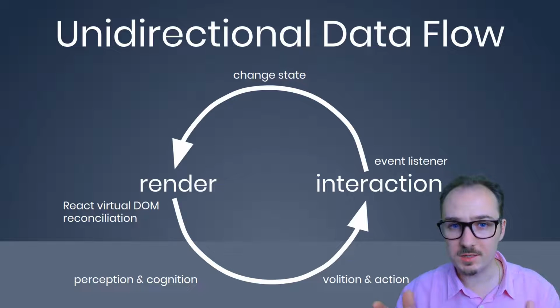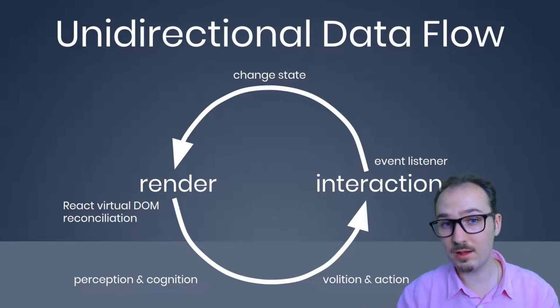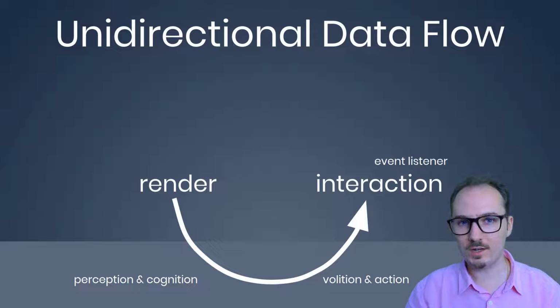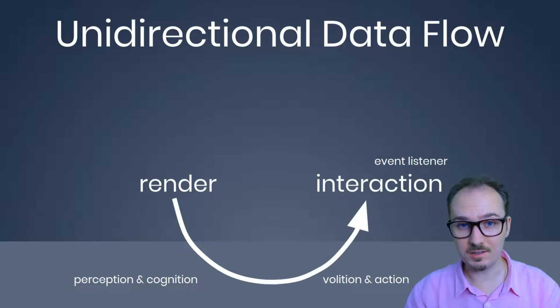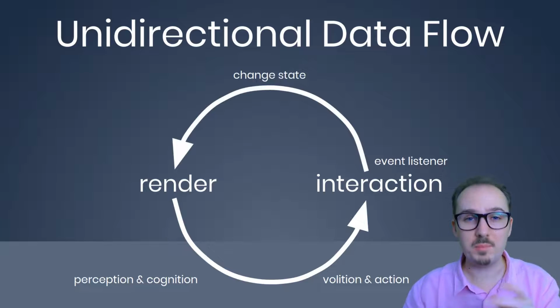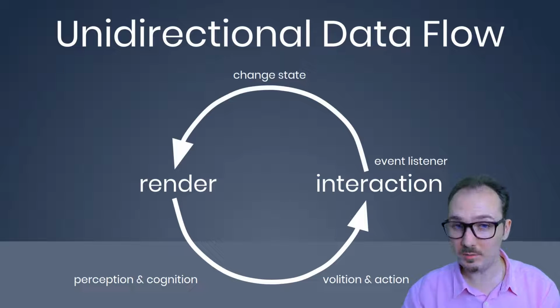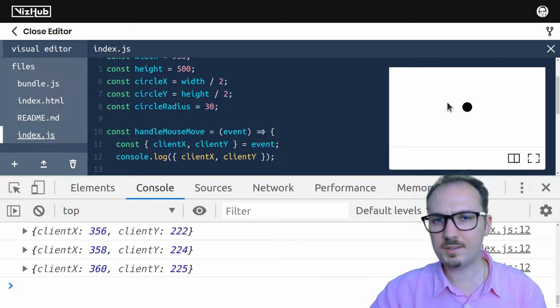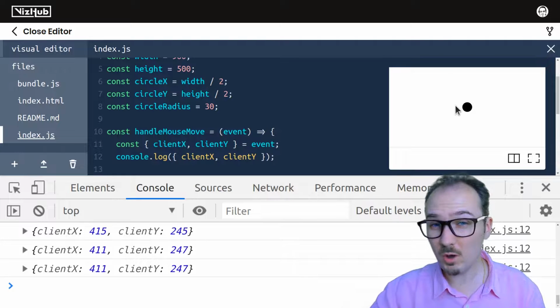Let's apply this pattern to our situation with this mouse follower. We've got our interaction and our event listener. What we need to do next to complete the cycle is set some state and then re-render based on that state change, namely putting the circle where the mouse is. This is where we left off in code. We know where the mouse is.